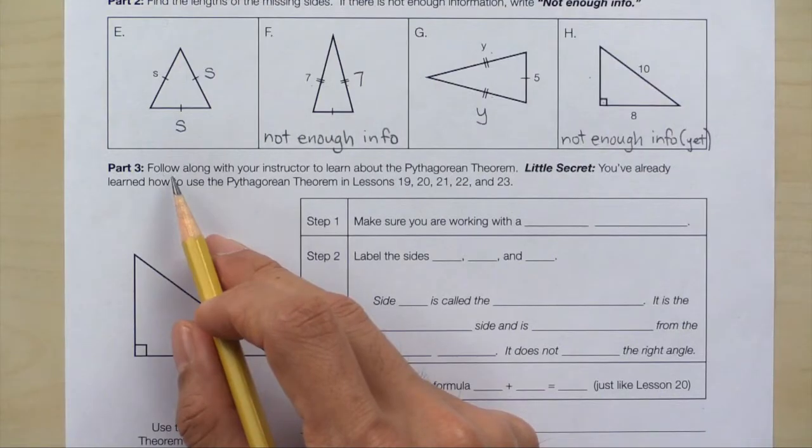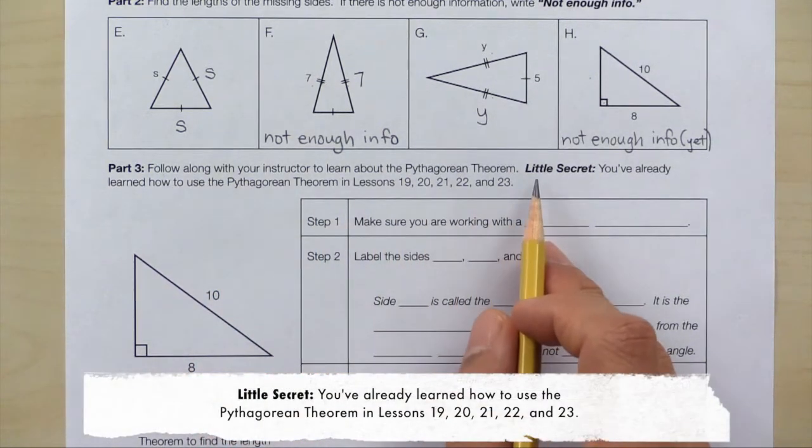Let's move on to part 3. Students are going to follow along with their instructor to learn about the Pythagorean theorem. And here's a little secret. You've already learned how to use the Pythagorean theorem in lessons 19, 20, 21, 22, and 23.